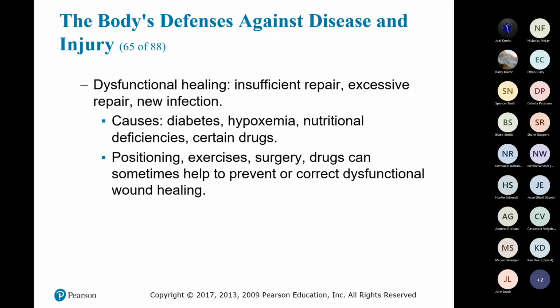Nutritional deficiencies. Okay, our body doesn't have the energy, again, to fight. And then certain drugs can inhibit this as well. Positioning, if you're cutting off blood supply, certain exercises, drugs, some of these things can assist or actually, believe it or not, hurt in wound healing as well.